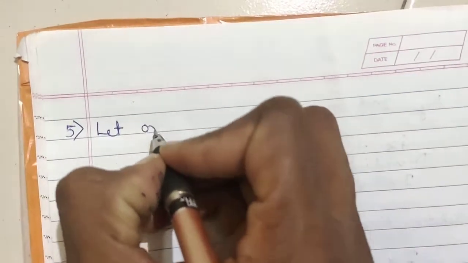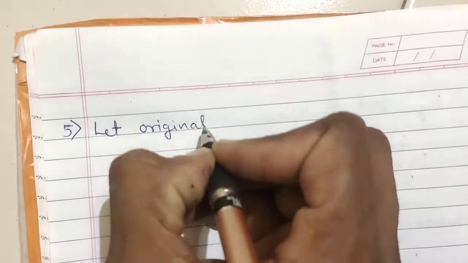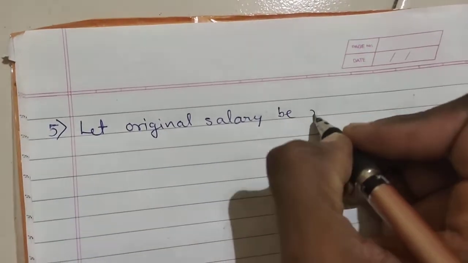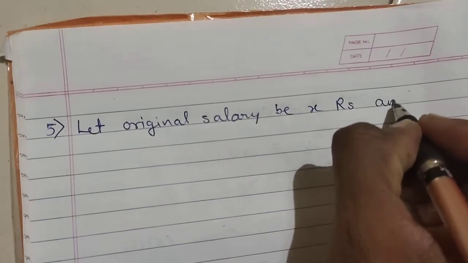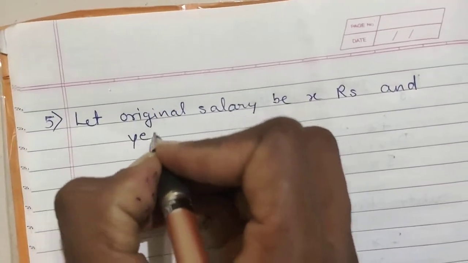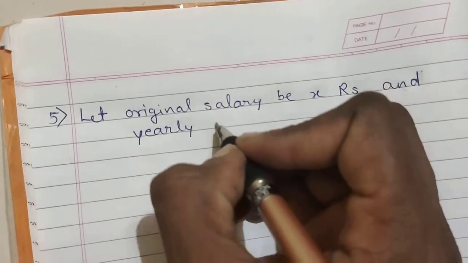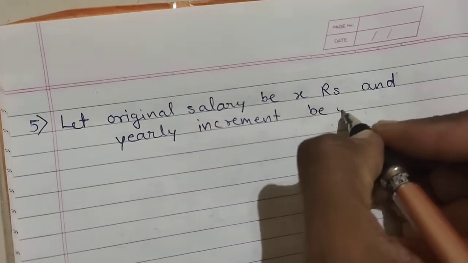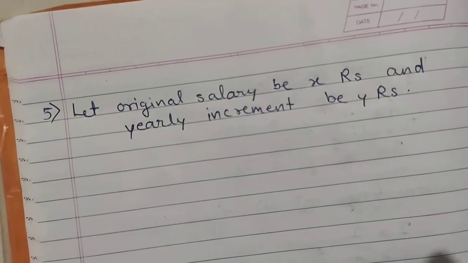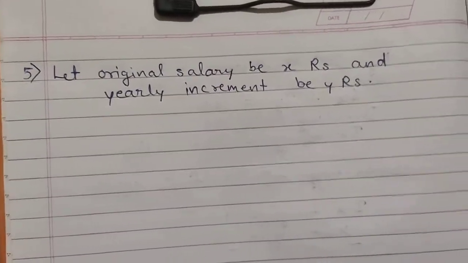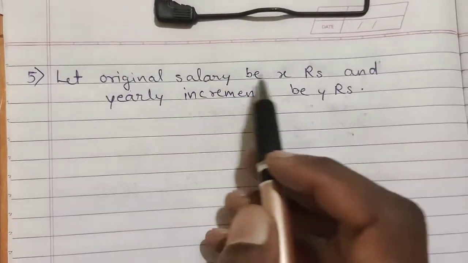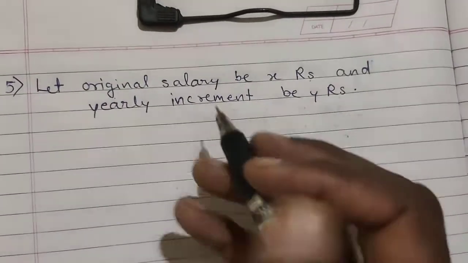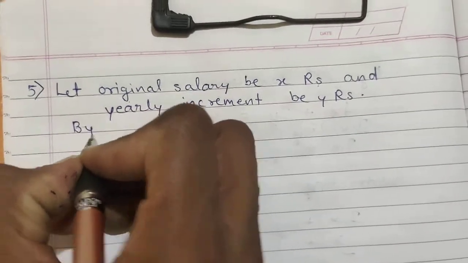Let original salary be x rupees, and yearly increment be y rupees. Okay students, so we have considered original salary to be x rupees and yearly increment to be y rupees. Now we will use the conditions. Let us use the first condition.